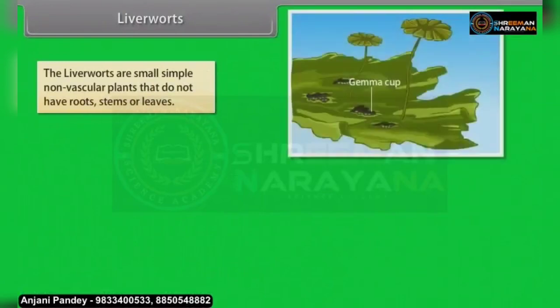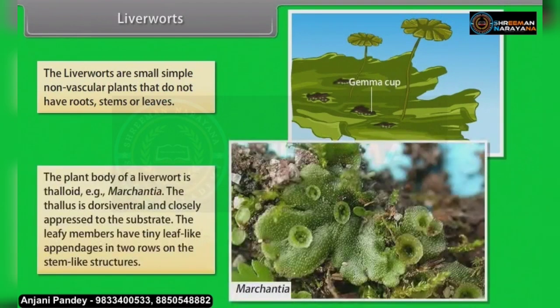The liverworts are small, simple, non-vascular plants that do not have roots, stems, or leaves. The plant body of a liverwort is thalloid. Example, Marchantia. The thallus is dorsiventral and closely pressed to the substrate. The leafy members have tiny leaf-like appendages in 2 rows on the stem-like structures.